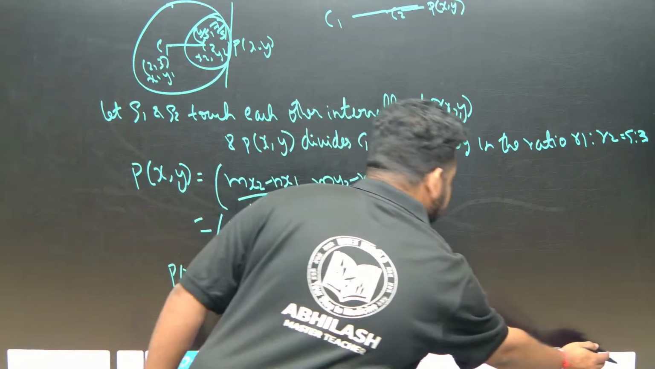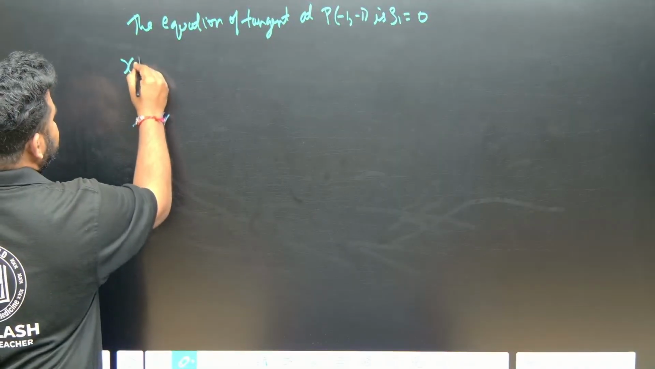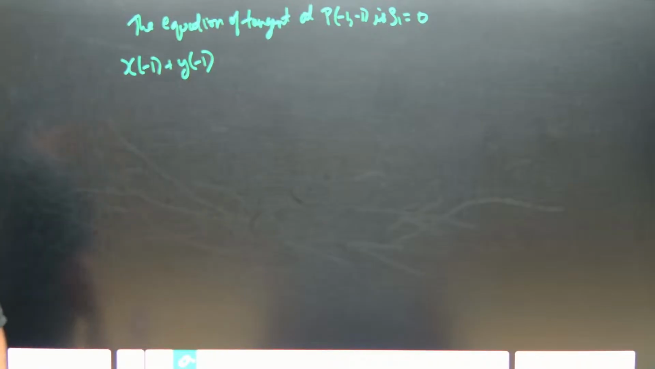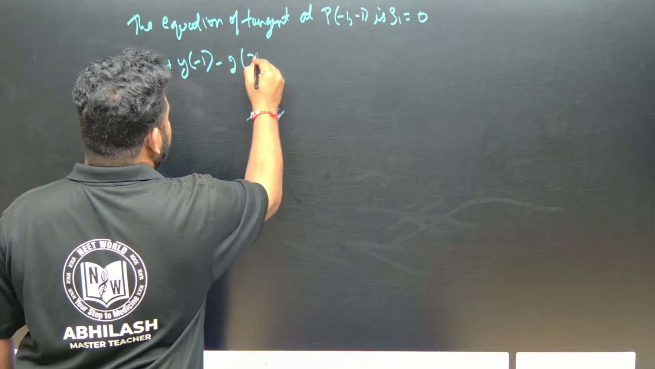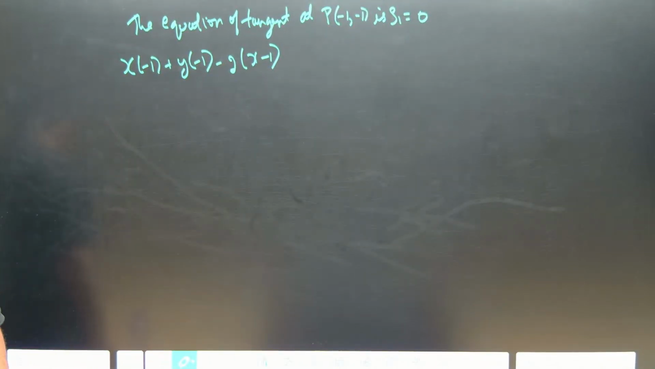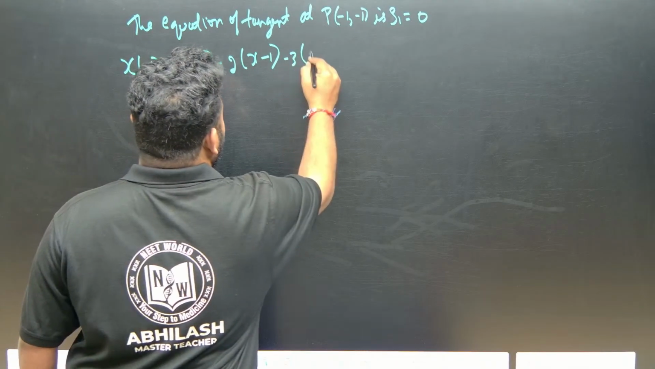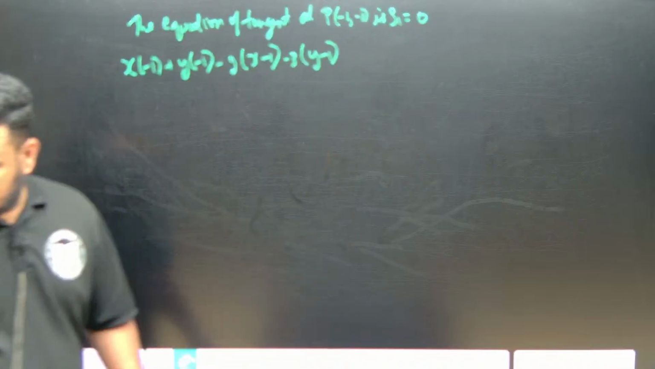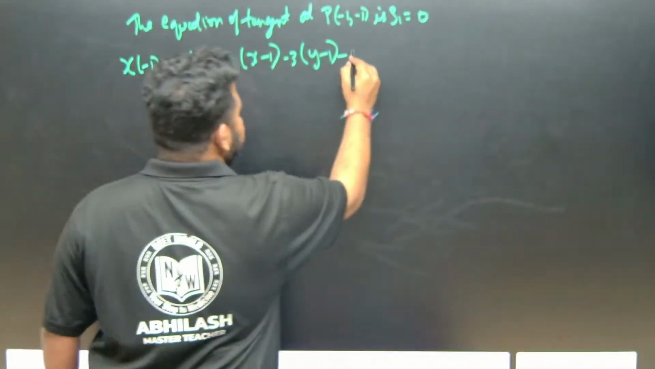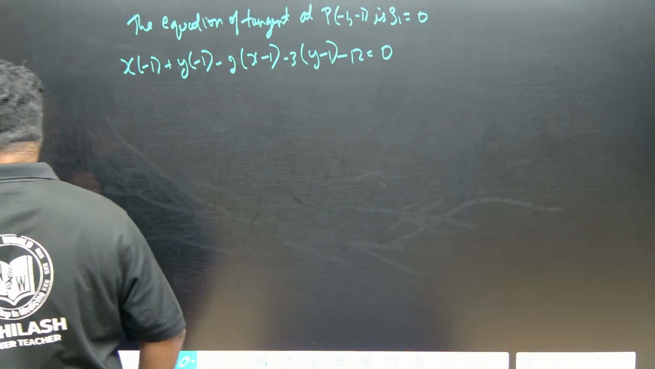So the first equation of the circle, that is x into x1, which is minus 1, plus y into y1, which is minus 1. So minus 2 into x minus 1, minus 3 into y minus 1. The constant value is minus 12, equal to 0. This is the equation that we have.